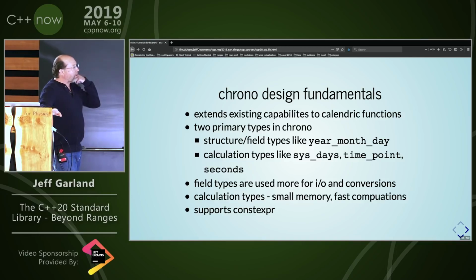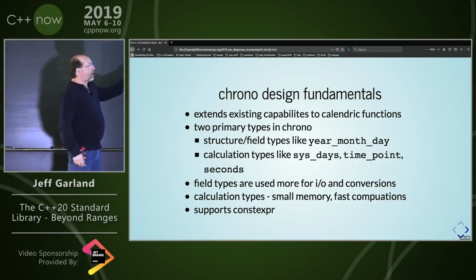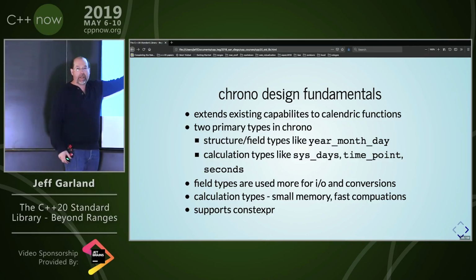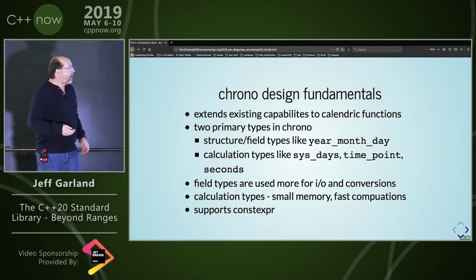Talk briefly about Chrono. This is a huge upgrade for Chrono in 20. This extends the existing capabilities of Chrono well beyond time points and durations into calendric functions. And one of the new bridges that Chrono crosses here is there's now a whole series of types that are called field types or structure types, like year, month, day. It's just exactly what you think it is. It's a structure of a year, month, and a day.